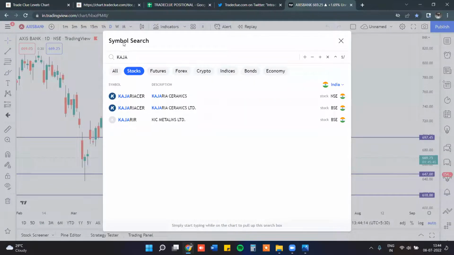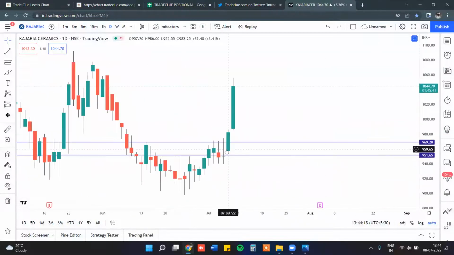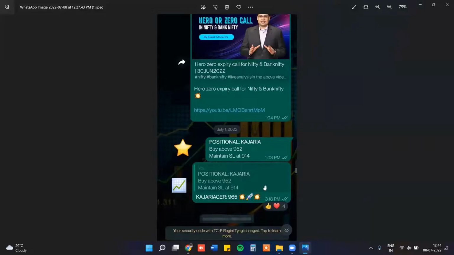Kajaria, if I see the structure, is a cash call. It was giving a signal somewhere around the 952 range, and today it has given a breakout to 1056. So it has already taken our second target as well, which was around 1050, as mentioned earlier. Kajaria was given at 952 on 1st of July with a stop loss of 914. Now you can see the stop loss is very minimal.